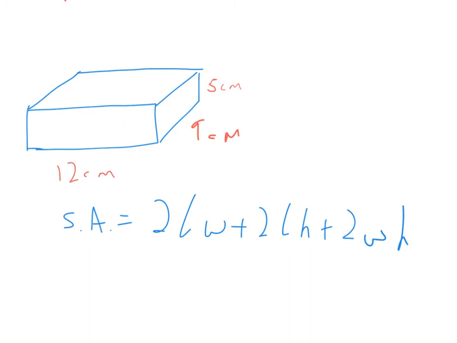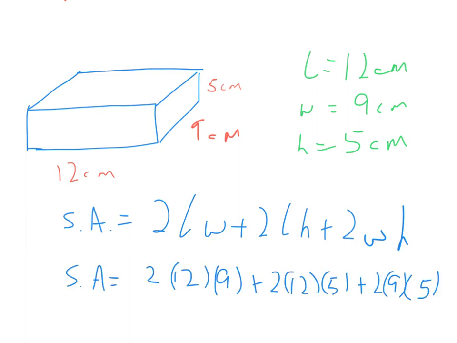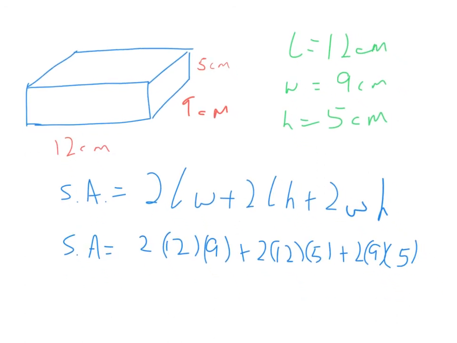So we can say that the length is 12 centimeters, the width is 9 centimeters, and the height is 5 centimeters. Again, it doesn't really matter which order you put them in, it's just as long as you don't get them mixed up when you start putting them in here. So decide before you start using this formula. So when we have them all filled in, it'll look like this, and now we'll just try and multiply each of them out.